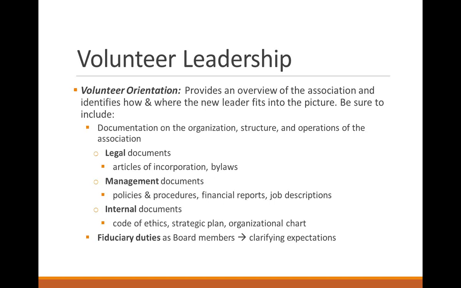Management documents, the policies and procedures, financial reports. They are responsible for the financial health of the organization, so they need to be able to understand what the reports are telling them. Job descriptions for the board positions, internal documents, such as code of ethics. The strategic plan obviously is very important in guiding the direction of the organization, and an organizational chart. You'll also probably want to include the fiduciary duties as board members as a way to clarify your expectations for the board.